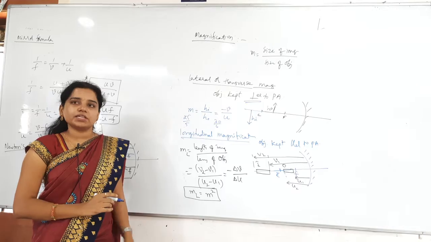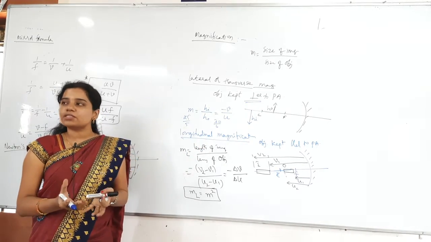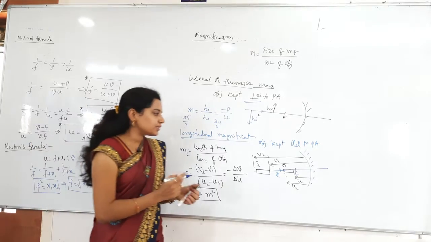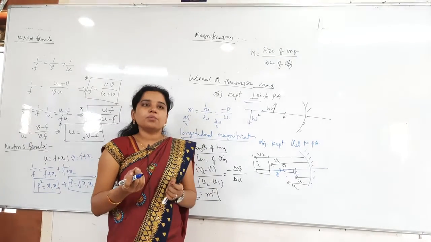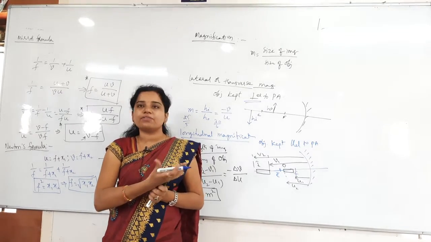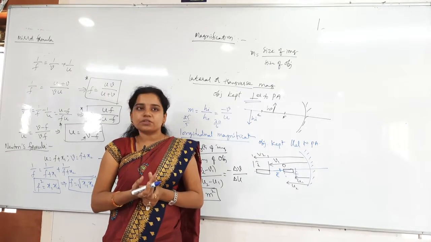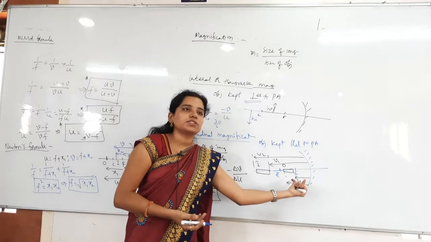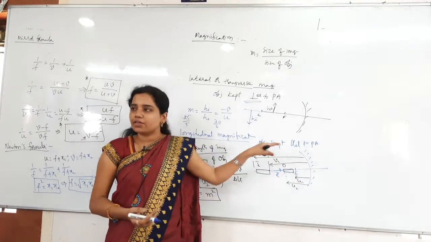Next one is longitudinal. In the name itself it is there, the object will have length. So we cannot say the object is a point object. If it is a point object, it will not have any height or any length. So for that you have to take first of all U1 and then U2. First edge is U1 distance, another edge is U2. Like that V1 and then V2.